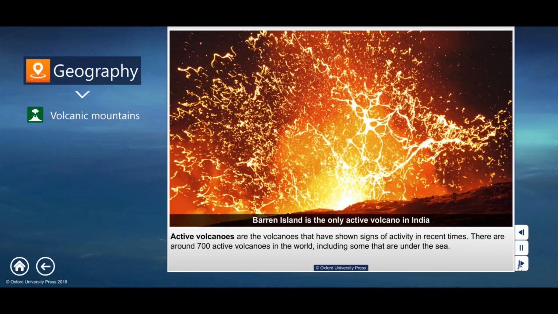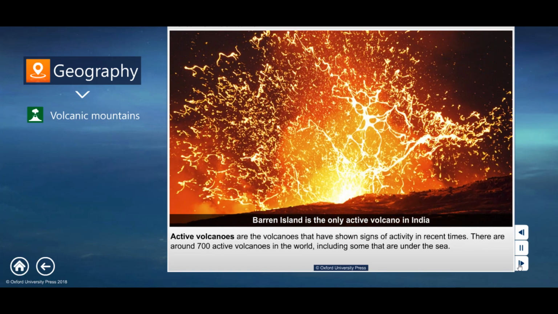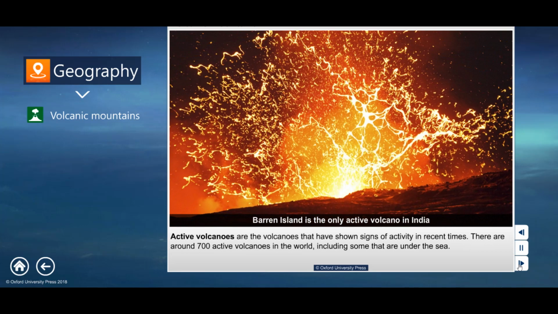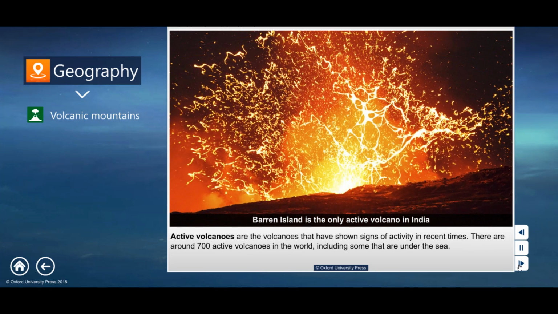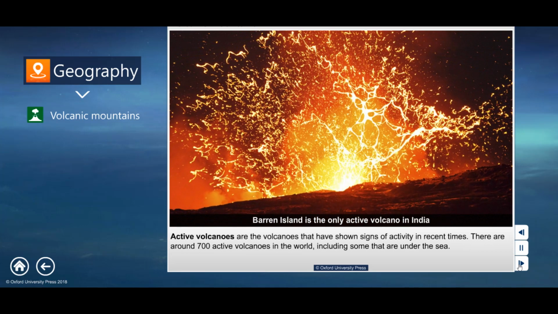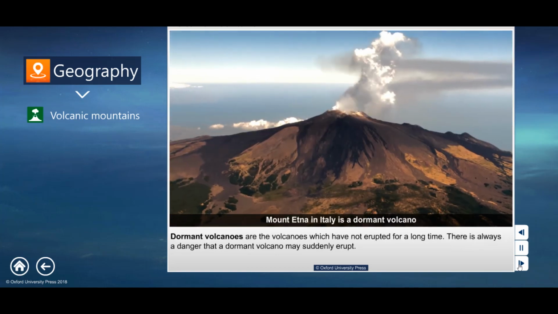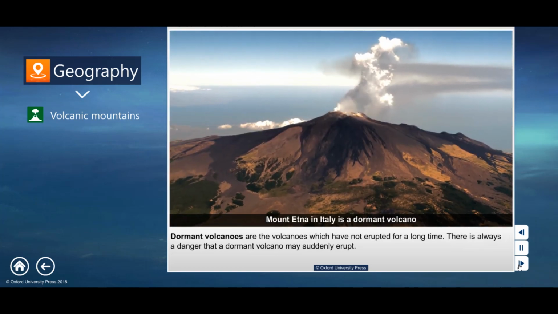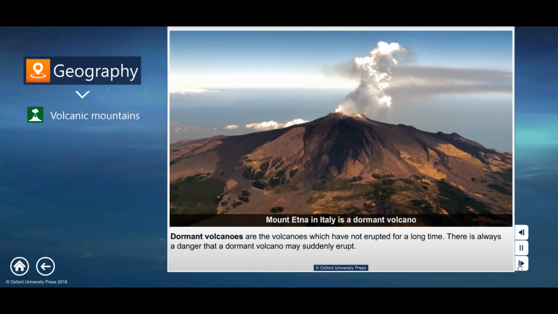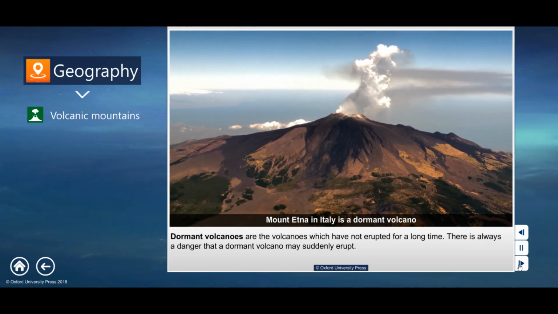Active volcanoes are the volcanoes that have shown signs of activity in recent times. There are around 700 active volcanoes in the world, including some that are under the sea. Dormant volcanoes are the volcanoes which have not erupted for a long time. There is always a danger that a dormant volcano may suddenly erupt.